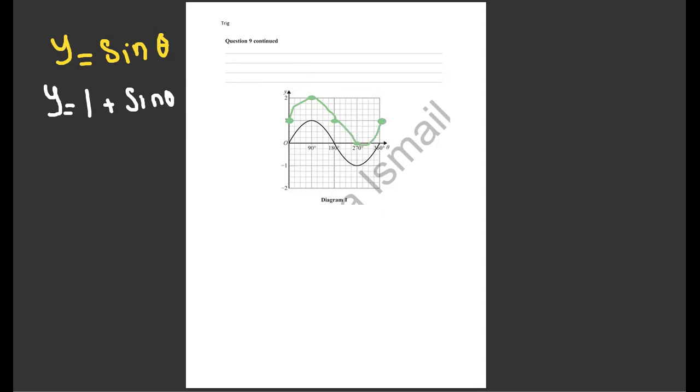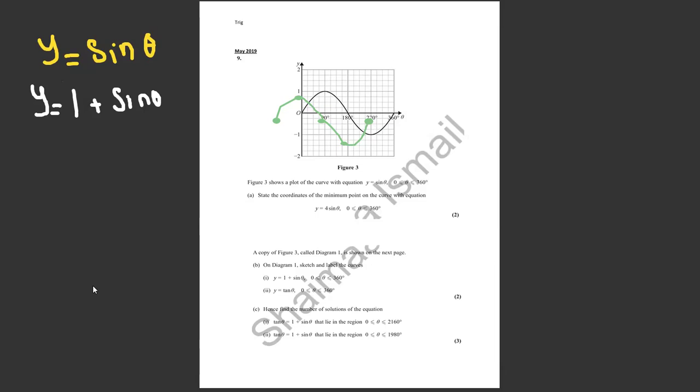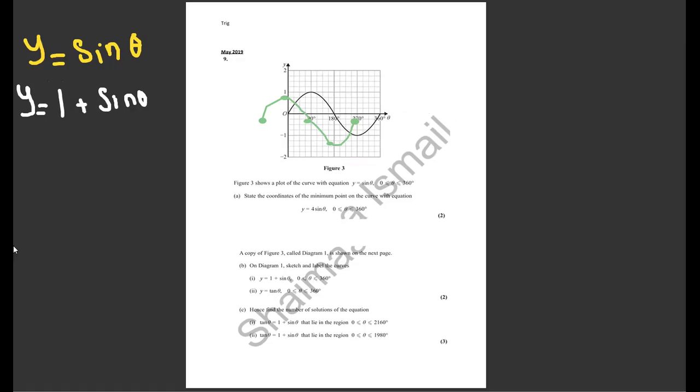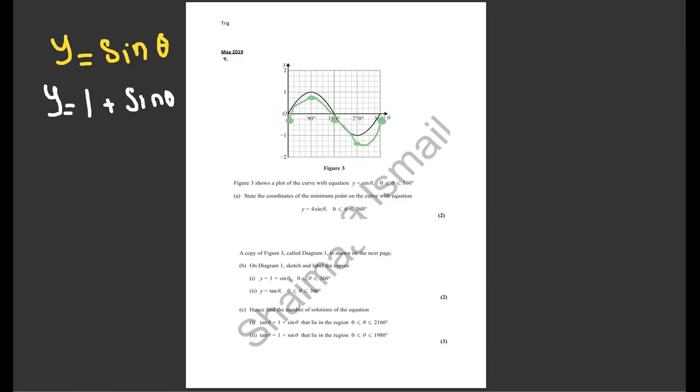Okay, let's go back to the second part here. Part II asks you about y equals tan theta between 0 and 360. For sure, you know the tan theta graph. How is it? The tan theta graph is like this. He needed just the positive part from 0 to 360, so we're going to work on the positive part. No need for the negative part.